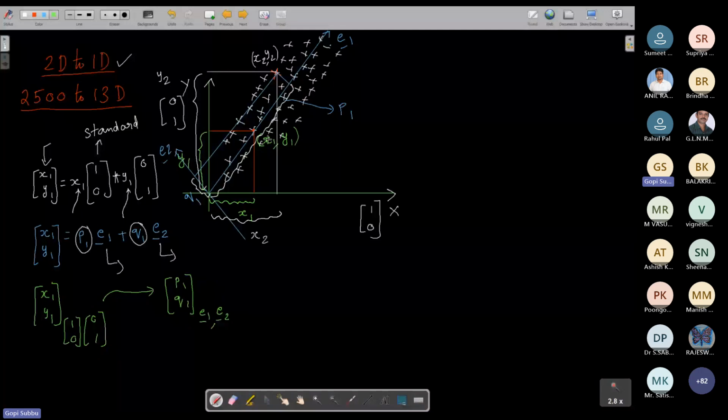What do you achieve? See, here also the dimension is not yet reduced, right? Here we have two elements, and here also two elements. So the dimension is not yet reduced here, right?